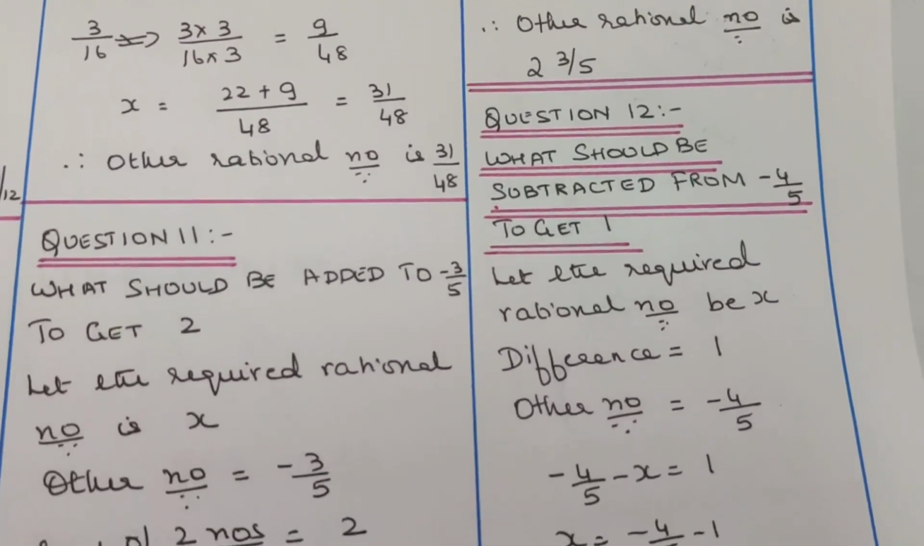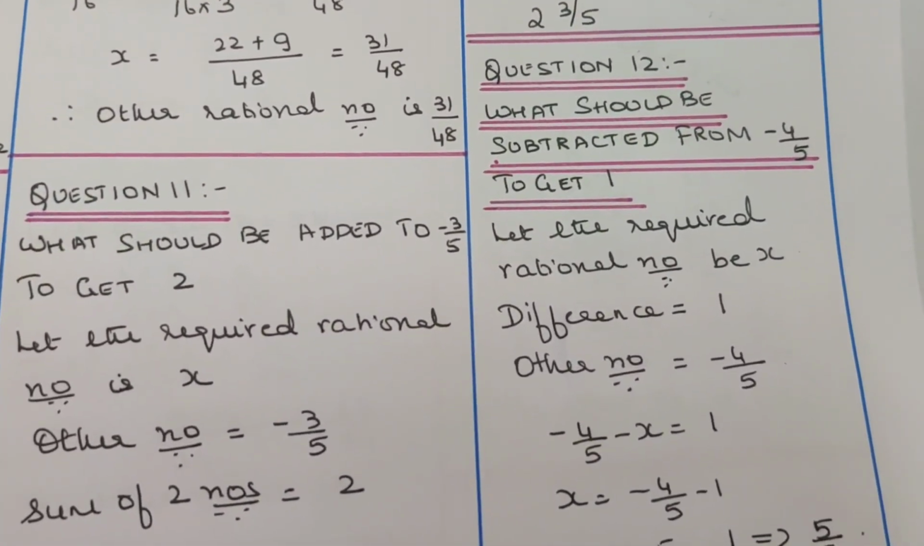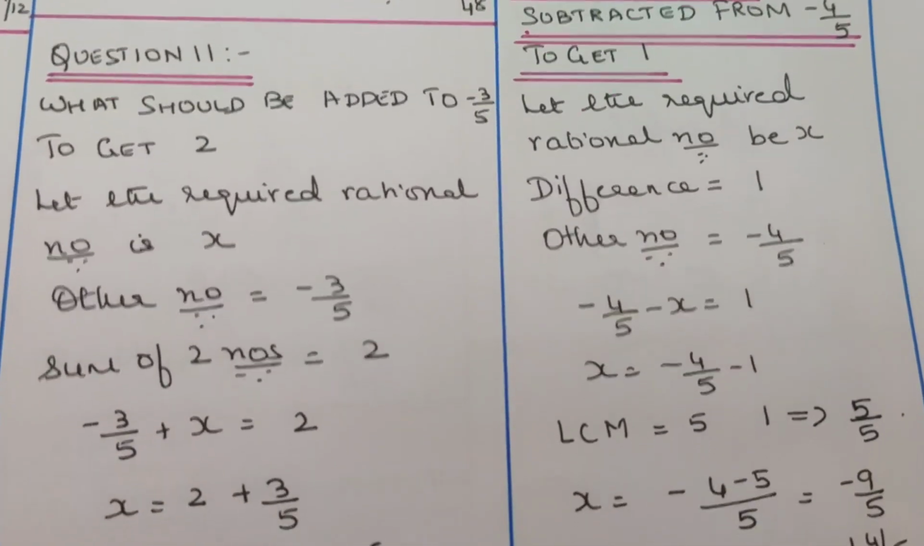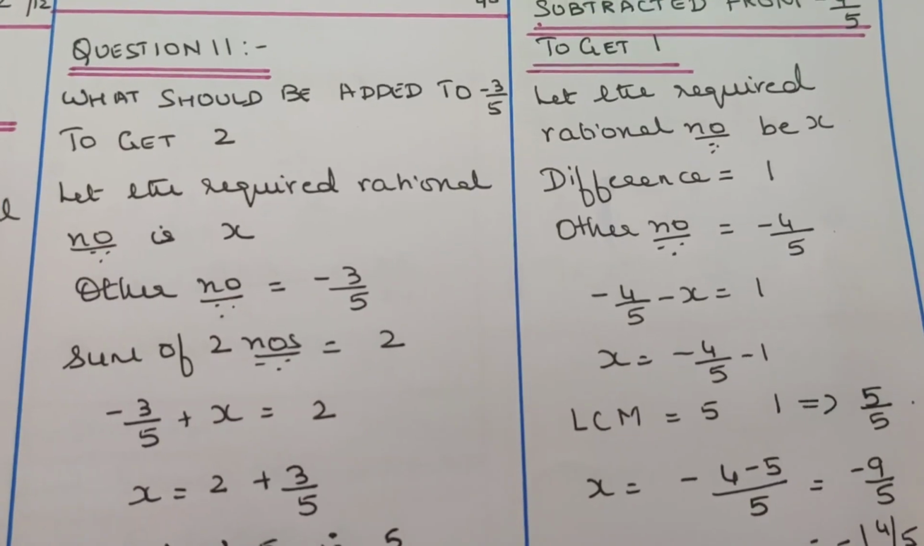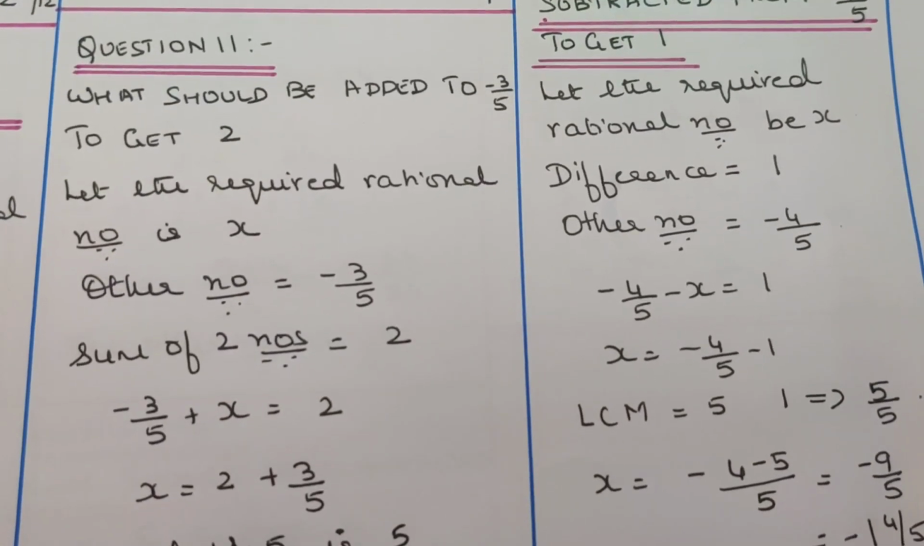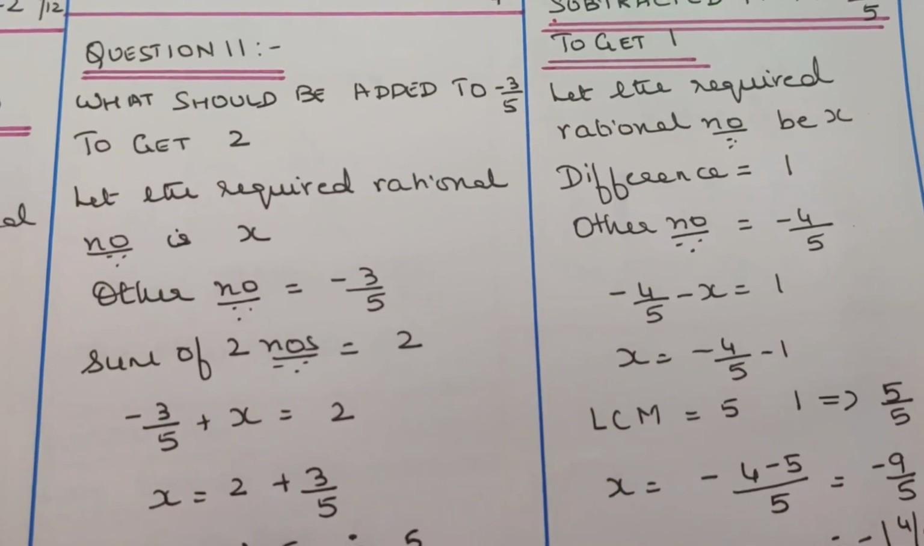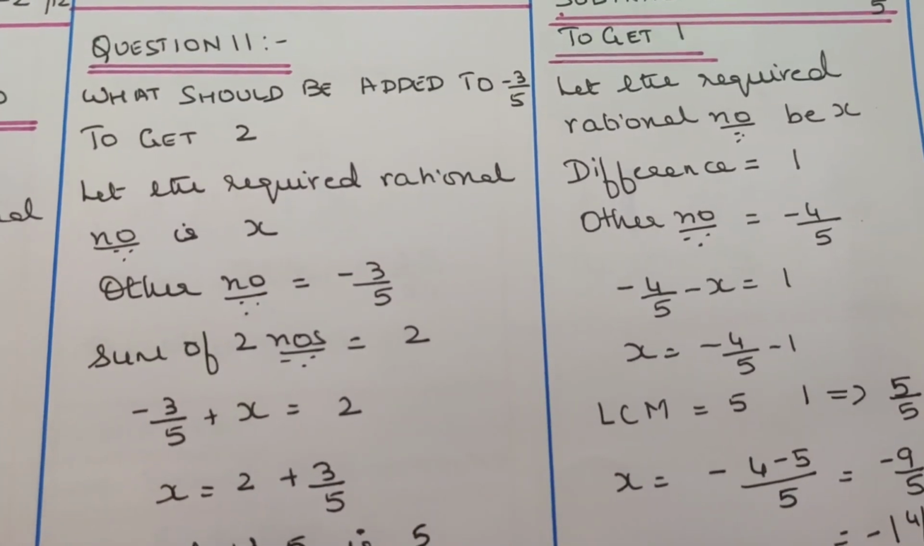Let's move on to question number 12. What should be subtracted from minus 4 by 5 to get 1? Let the required rational number be x. Difference is 1. The other number is equal to minus 4 by 5. Therefore, minus 4 by 5 minus x is equal to 1. X is equal to minus 4 by 5 minus 1.